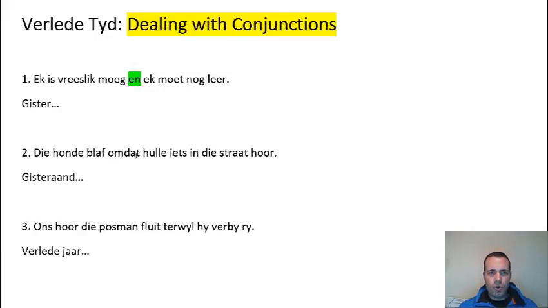Die honde blaf omdat hulle iets in die straat hoor. The dogs are barking because they hear something in the street. Omdat, very popular conjunction. And number 3 there, ons hoor die postman fluit terwyl hy verby ry. Now, to get this right, you need to divide your sentence into two parts. Like this. So, in our first example, ek is vreeslik moeg.